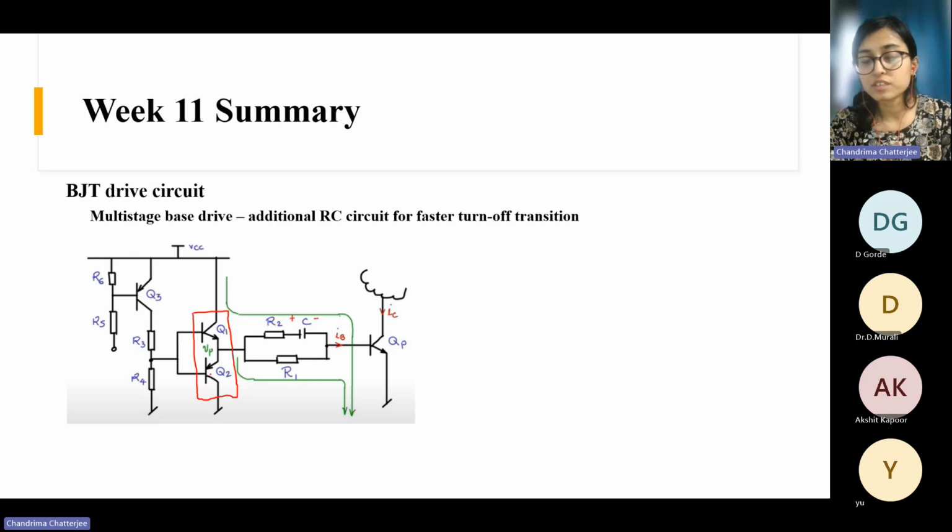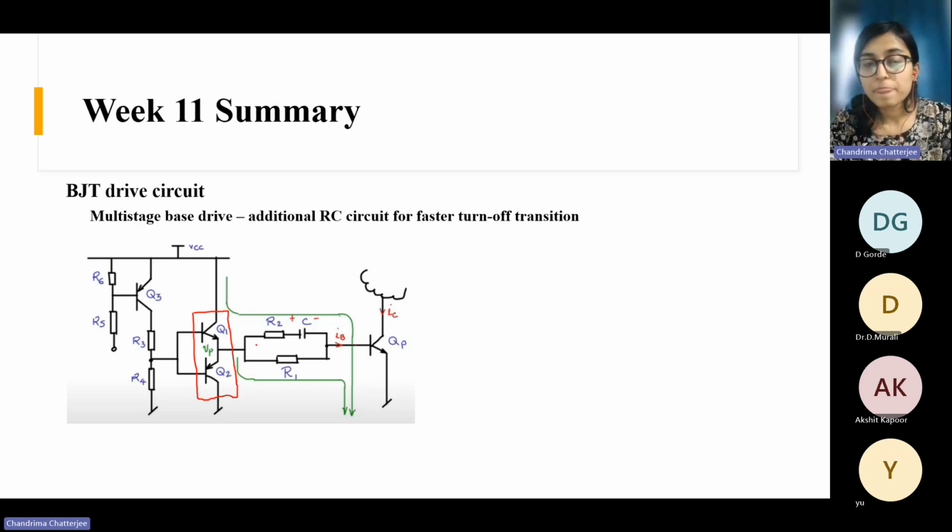After this totem pole configuration, we have some RC circuit here, and in parallel with the RC there is another R, and after that we have the base connected, right? So what is the objective here? The objective is again to make the transitions faster, so that we can reduce the switching loss, right?